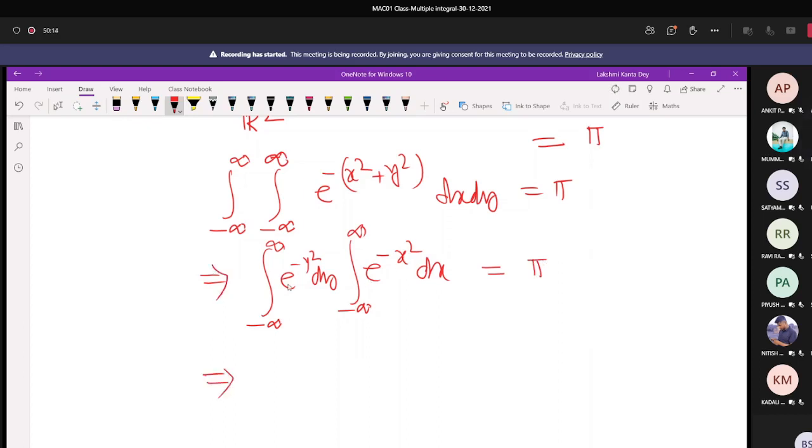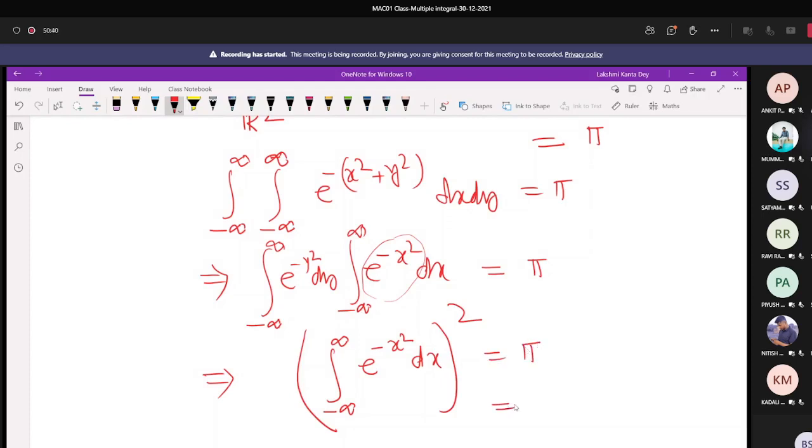You see the same thing, symmetry. x is varying from minus infinity to infinity, y is varying from minus infinity to infinity. That means we can change the role of x to y and y to x. So the integral of e to the power minus x square dx from minus infinity to infinity appears twice, and its square is equal to pi. That means ultimately the integral from minus infinity to infinity of e to the power minus x square dx is root pi. So this is a very, very important integral.